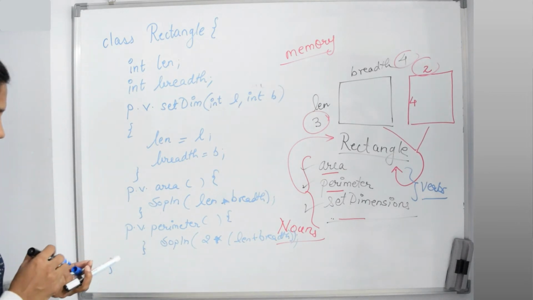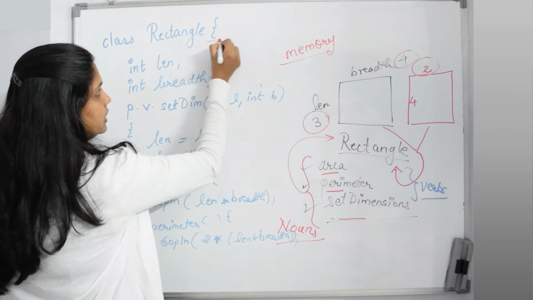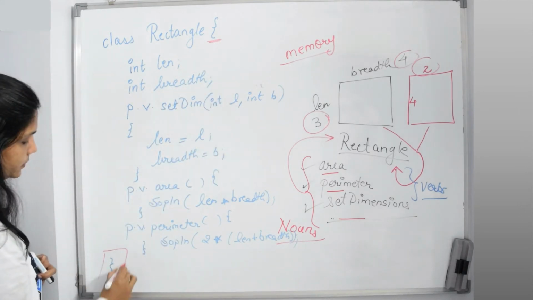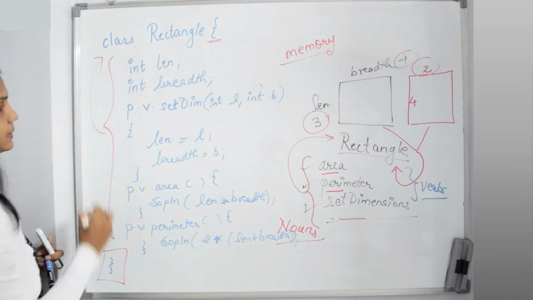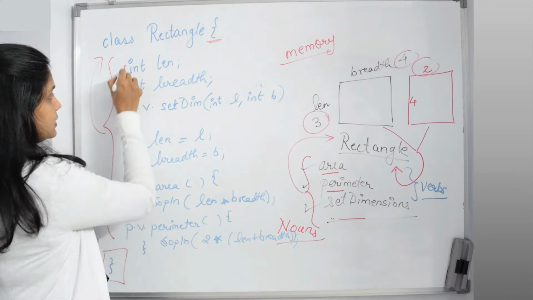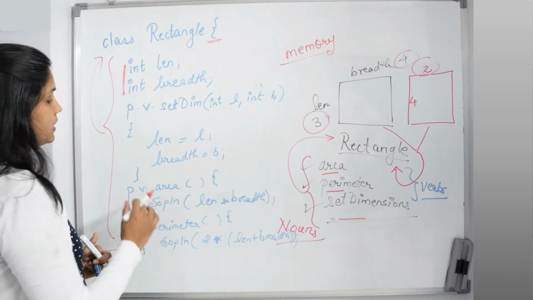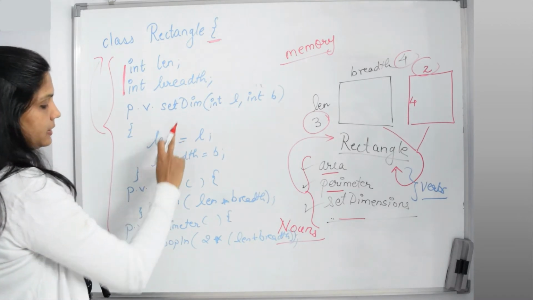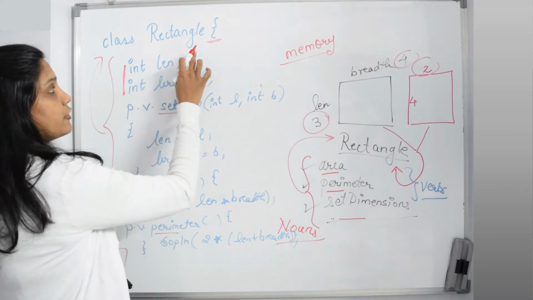Now the important thing to note over here is I have this class curly brace from here. It stops over here. So all these belong to the same class. Length and breadth are a part of this rectangle. So you can see they are not inside any method. Area, set dimensions and perimeter. These are methods of a class.